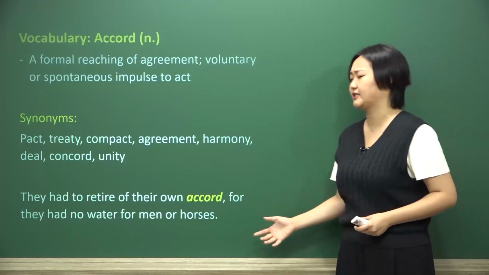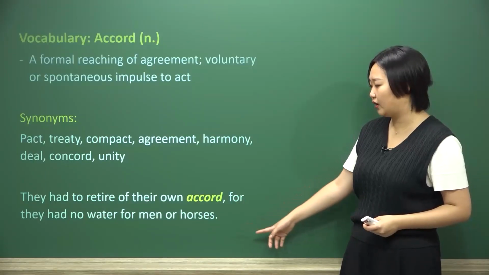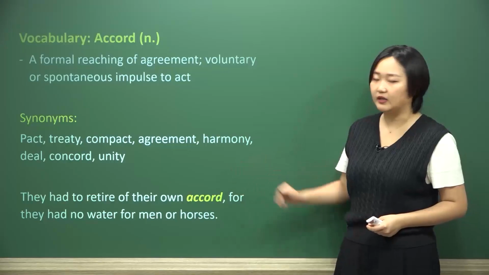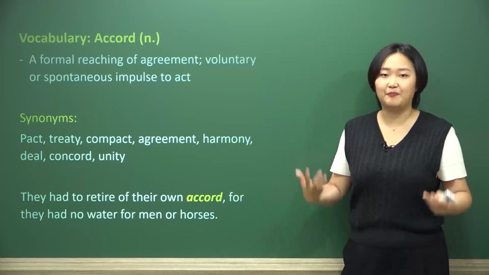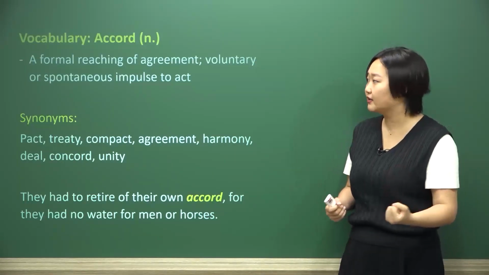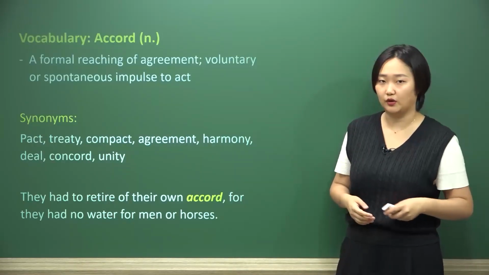And the sentence reads as follows. They had to retire of their own accord, for they had no water for men or horses. They had to do this for their own harmony, their own concord, or their unity, some kind of agreement or some kind of pact or treaty that they have to make sure that they stay together, that they are in agreement with one another. I would say this is how we're using the word accord.